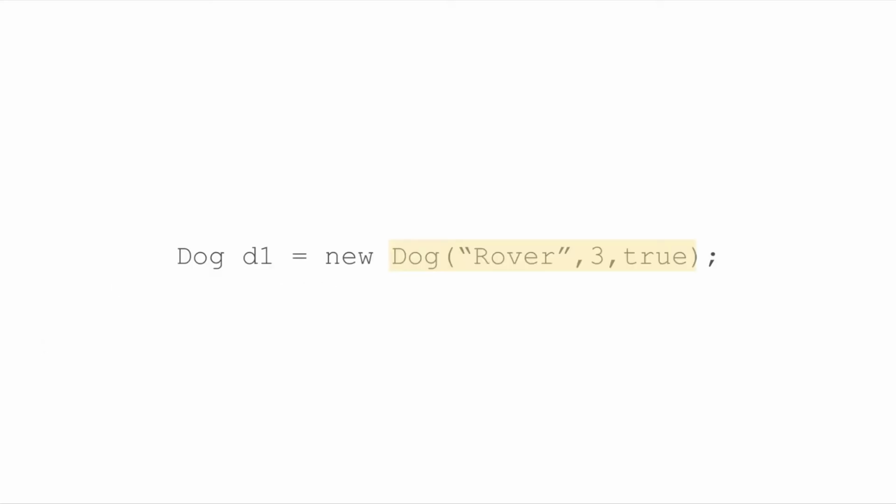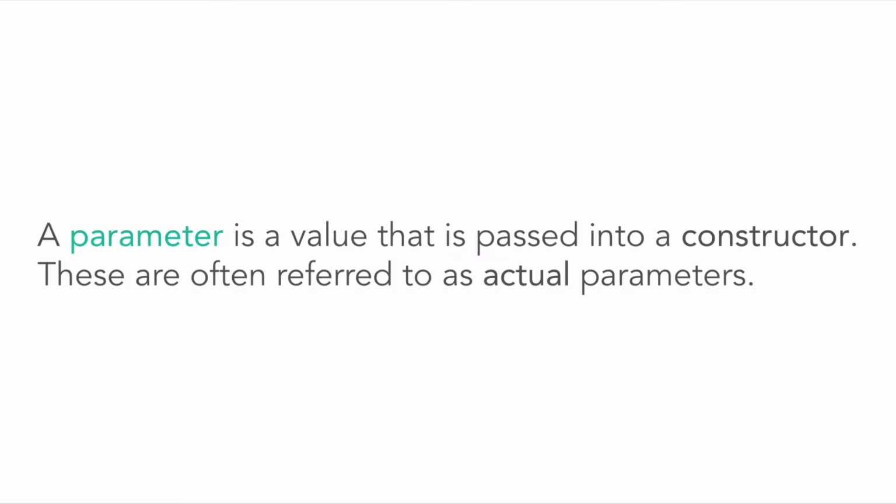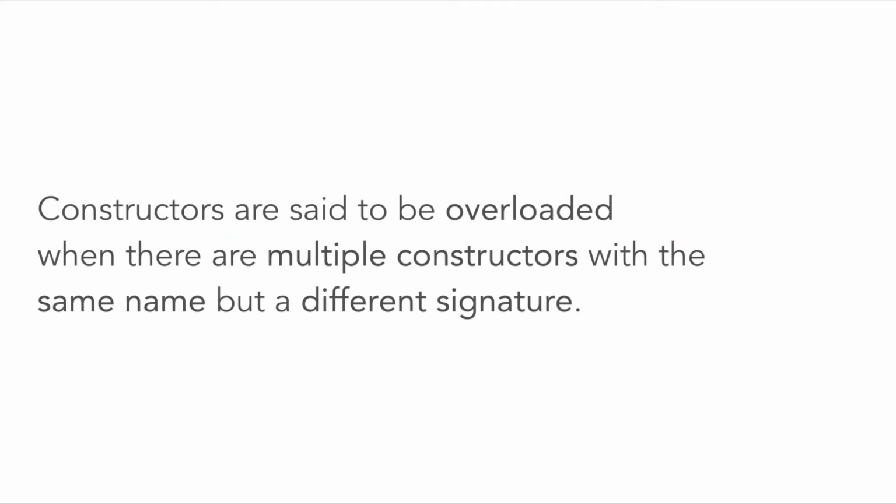When calling the constructor method to instantiate an object, these parameters are called actual parameters as they are the actual values to be assigned to the object. A parameter is a value that is passed into a constructor. These are often referred to as actual parameters. Constructors are said to be overloaded when there are multiple constructors with the same name but a different signature.